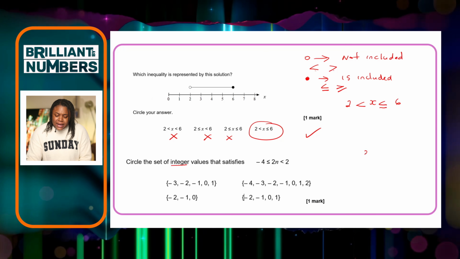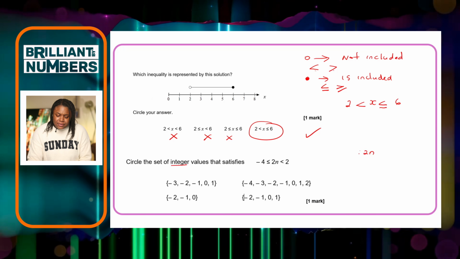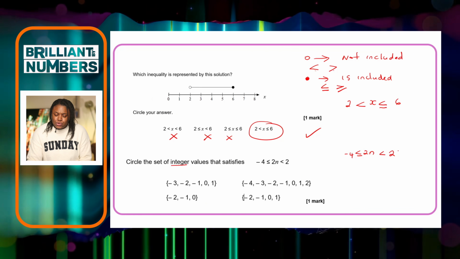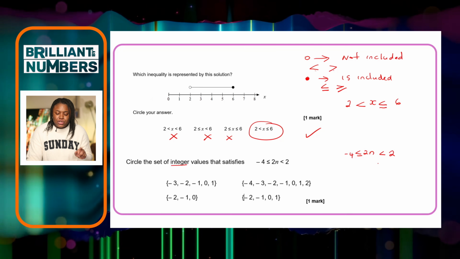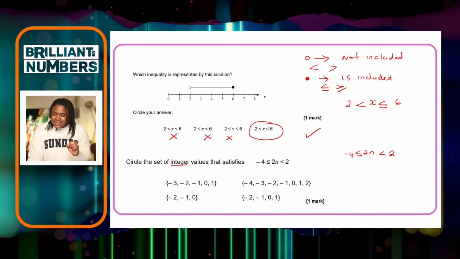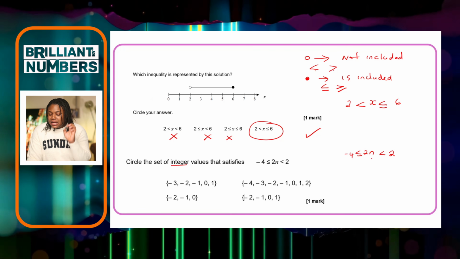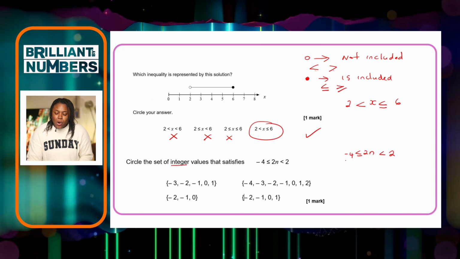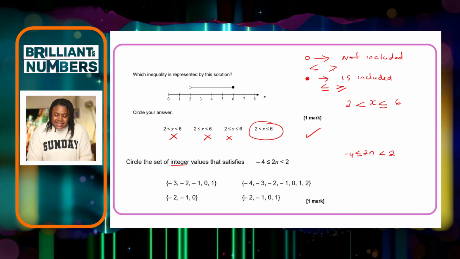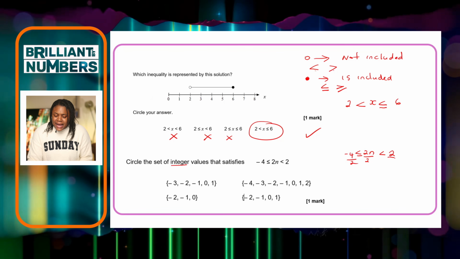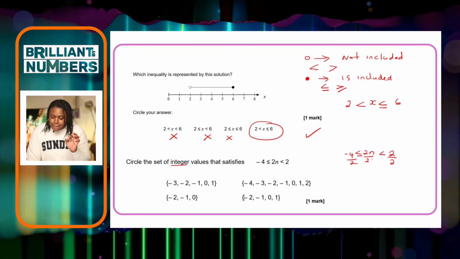So I'm going to rewrite it. 2n, and then minus 4 and then 2. Within the lesson I've just pointed to, you will get some examples like this as well. But remember, in the middle, we must always have either x or n. Can't be 2n. So what we've got to do first of all is divide everything by 2 so that we get n on its own in the middle.